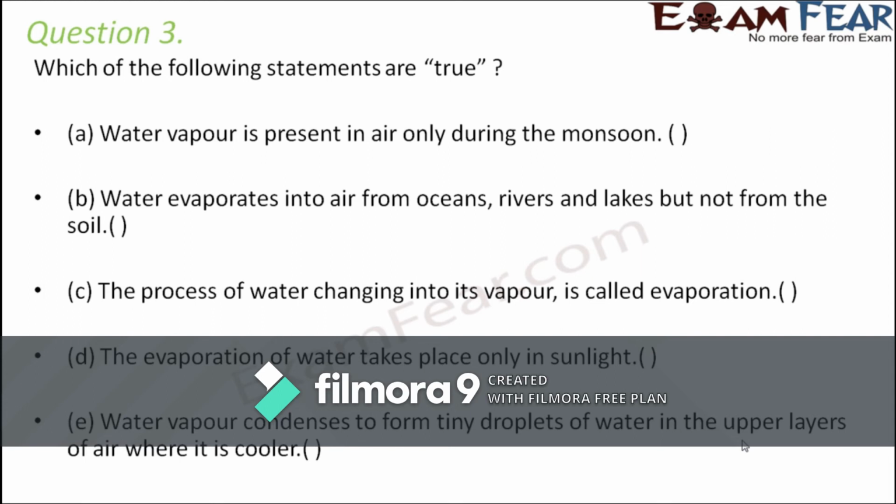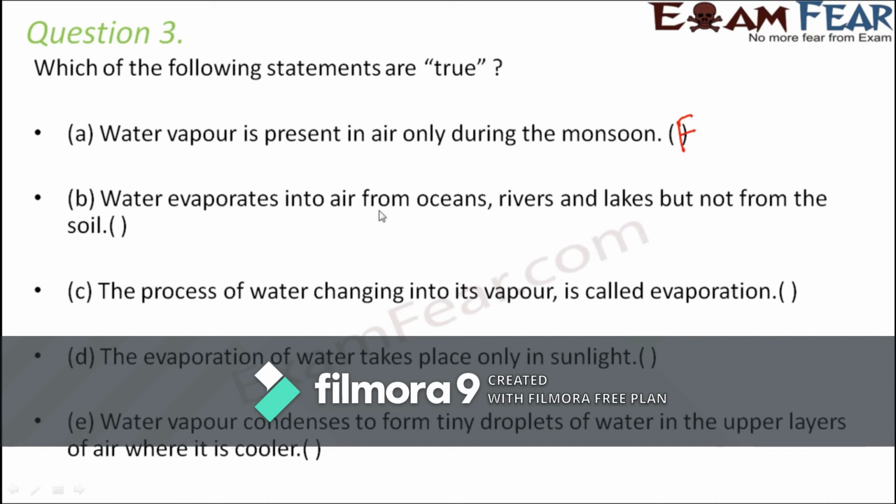Question number 3. Which of the following statements are true? Water vapor is present in air only during the monsoon. That's absolutely false, because water vapor is present in the atmosphere every time. When you look at the composition of air, you see that it has some amount of water vapor.